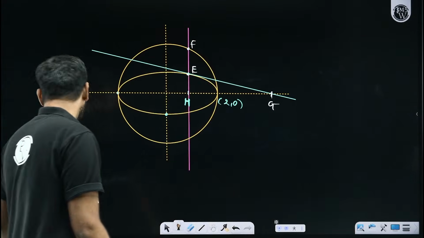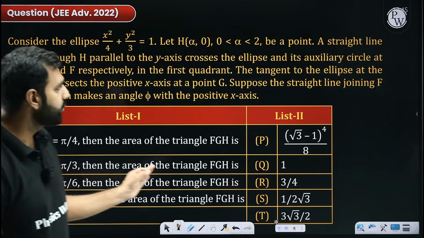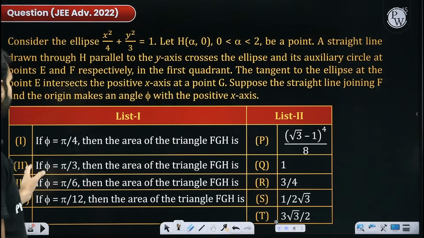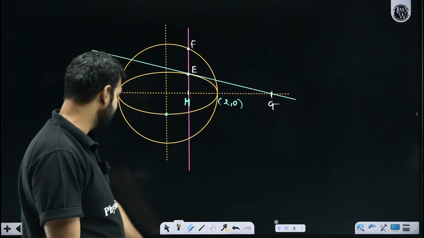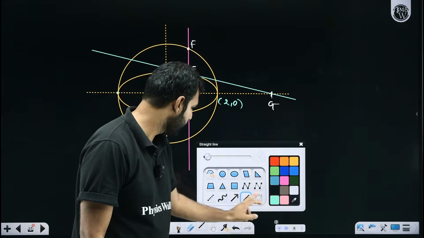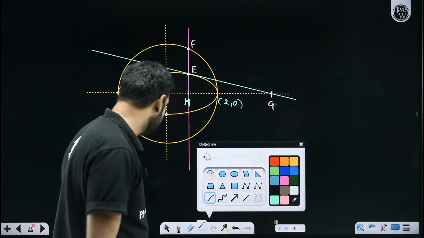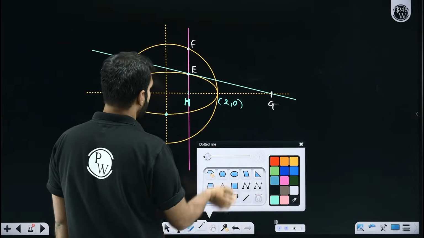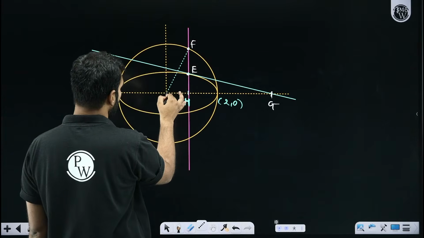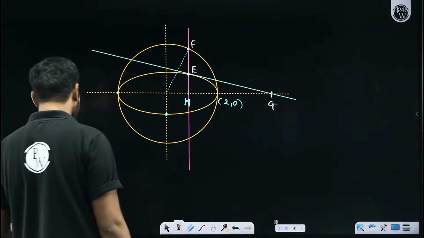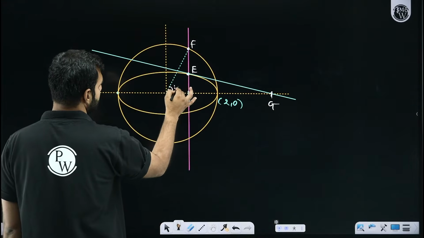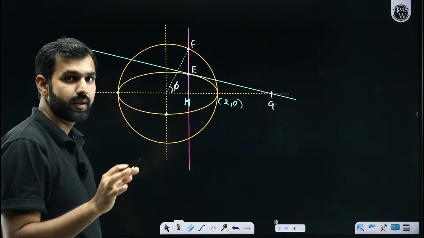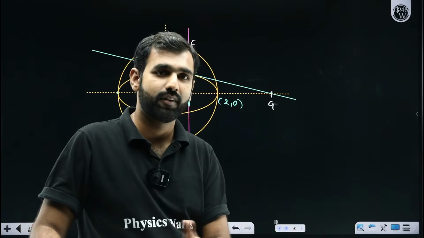Perfectly fine. Now what? Suppose the straight line joining F and the origin. So there is the straight line which I'm joining F with the origin. That of course is the eccentric angle they are trying to talk about. So this angle here is defined as, sorry, phi. So this angle here is given as phi. This is a very interesting fact here, because with this, I think the answer will be done.